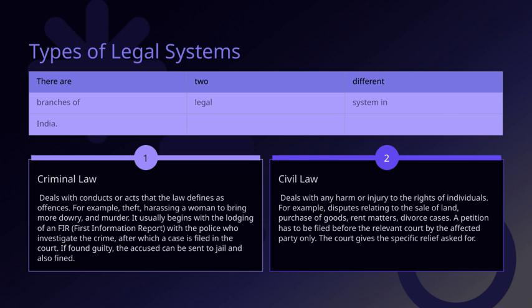Examples include theft, harassing someone to bring more dowry, or even murder. When a crime occurs, it usually starts with the lodging of an FIR, which stands for First Information Report, with the police. The police then investigate the case. If they find sufficient evidence, a case is filed in court. If the accused is found guilty, they can be sent to jail and may also be fined.